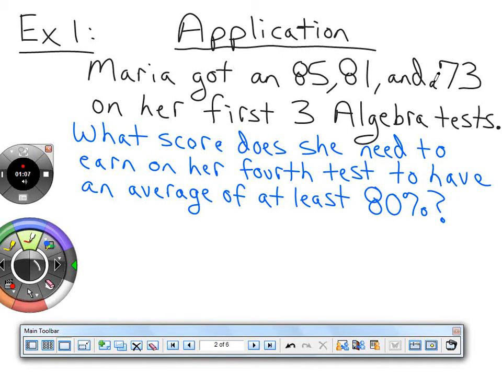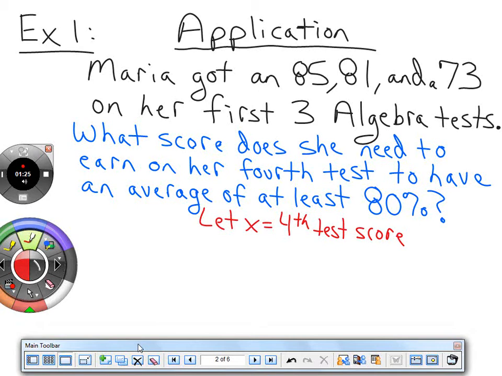We don't know what she needs to get, so that is a great thing to let be x. So let's say that x equals her fourth test score. Now, I think you all know how to find averages. You add up all your scores and then you divide by however many scores there are. So let's go ahead and do that. Let's add up our scores.